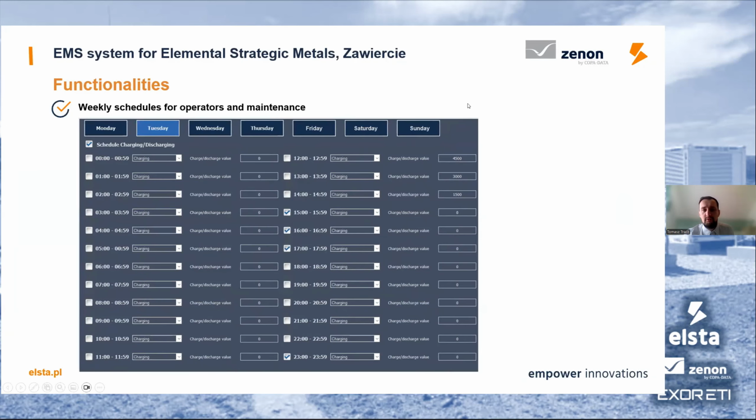Apart from this automation part that is working in automation mode, we also introduced for the client a few functionalities which are a bit, let's say, manual, for practicing for maintenance. So there are weekly schedules for the operators, which can be programmed by each hour and what should be done. So this can be done, like we said, for maintenance or for testing purposes to gather some more data.